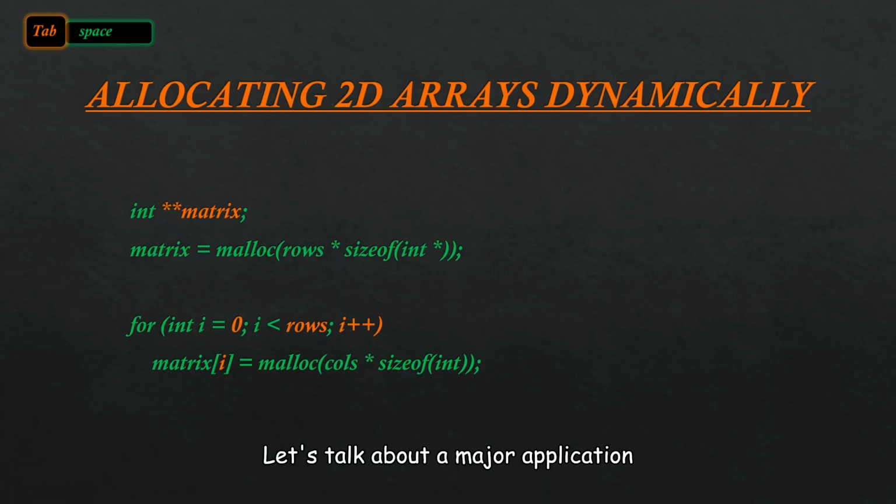Let's talk about a major application, allocating a 2D array dynamically. In a 2D array, we have rows and columns. We can't just use a simple malloc call. First, we declare a double pointer, int **matrix. Then we allocate memory for rows: matrix = malloc(rows * sizeof(int*)). Now for each row, we allocate columns: matrix[i] = malloc(cols * sizeof(int)). This two-step process creates a true 2D structure dynamically where each row is independently allocated. This gives us flexibility but also responsibility to manage memory correctly.